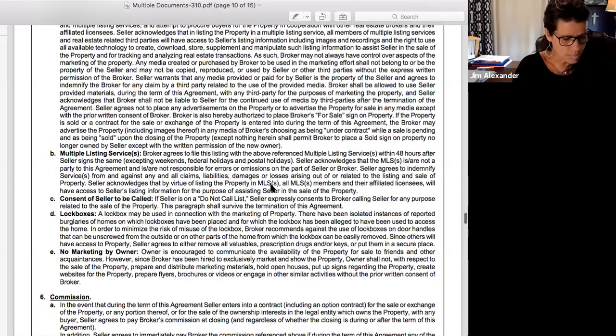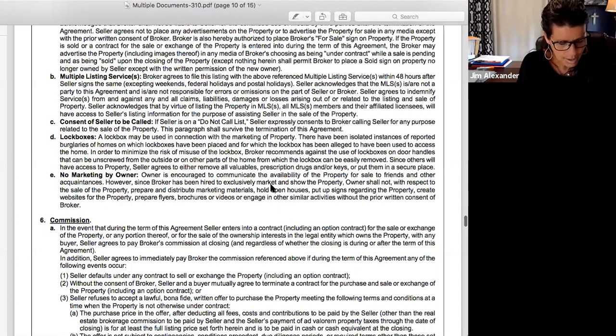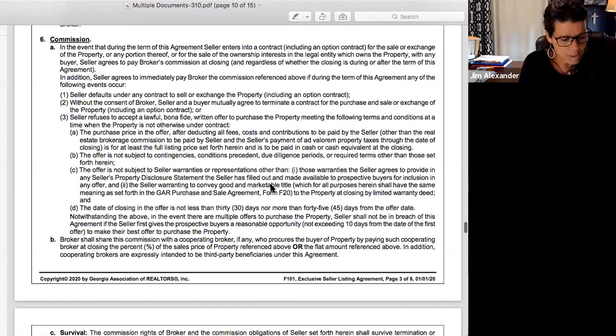Section 6, commissions. This is a great section, it talks about how we've earned our commission. And this is a really good section. I don't spend a lot of time talking about this, but you need to know this. If you look at 6A number 3, if you present that seller with the perfect offer, the seller is legally required to accept it. And if they don't, you are still due a commission, and so is the other broker.